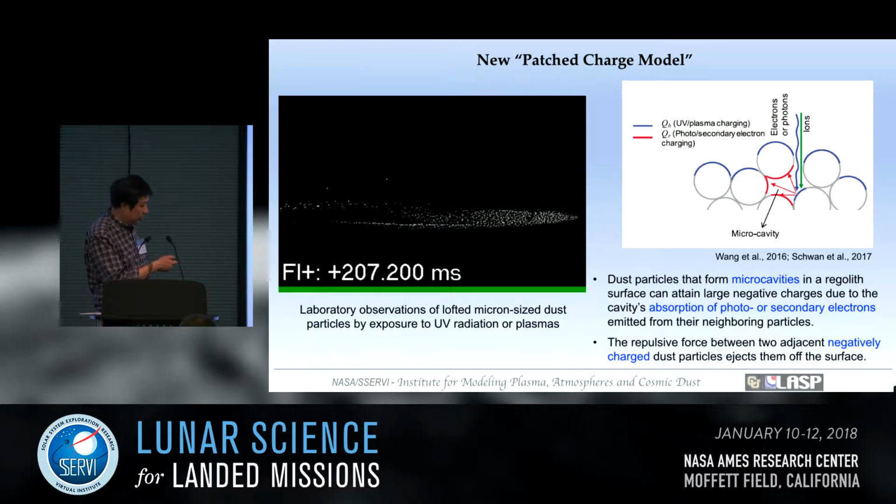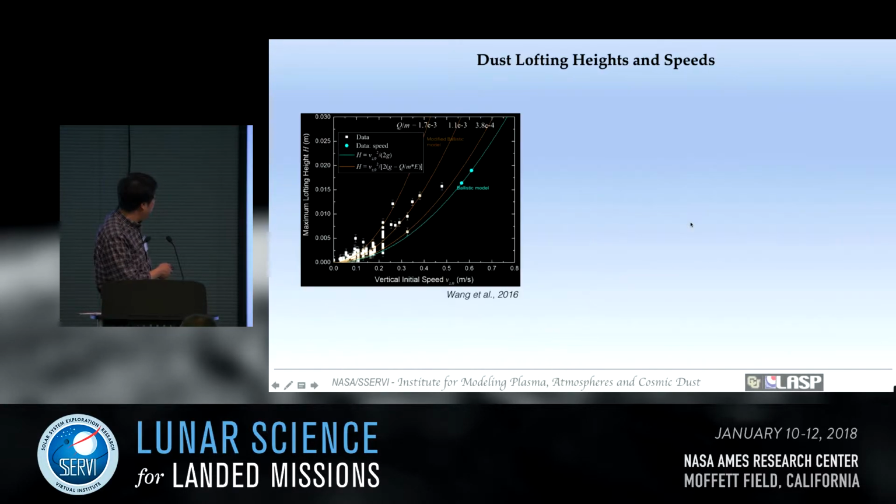So we came up with this new charging model. It's called the patch charge model. One unique feature of a regolith surface that is different from a solid surface is those microcavities. The cavities can absorb photoelectrons or secondary electrons generated from photons or primary electrons. Those emitted electrons will be absorbed inside the cavities, so they don't get out. They will charge those red patches negatively, and those negative charges will repel each other to eject dust particles off the surface.